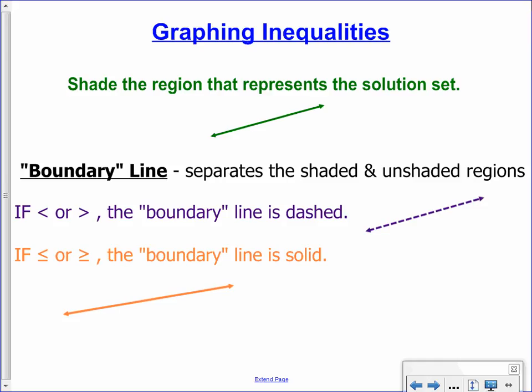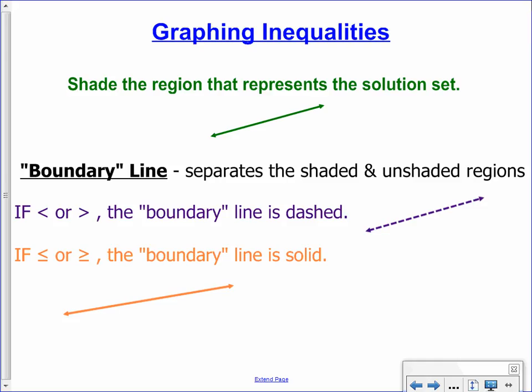Again, for graphing inequalities, the region that represents the solution is the line. It may or may not include that solution. So that boundary line that separates the shaded and unshaded regions could either be dashed if it's less than or greater than, not equal to, or it's solid if it is equal to. So you will be graded on the correct boundary line plus the shading, plus having the vertex and the 2 points in the right spots.